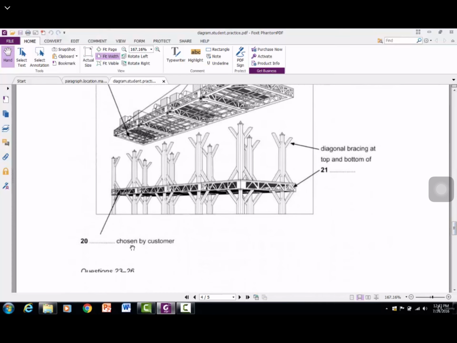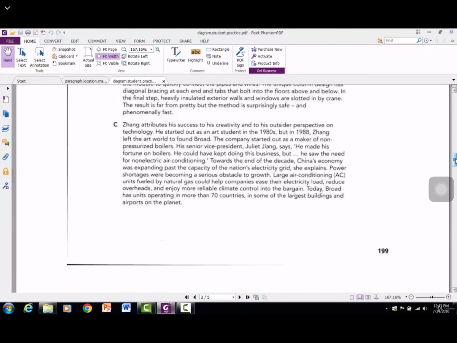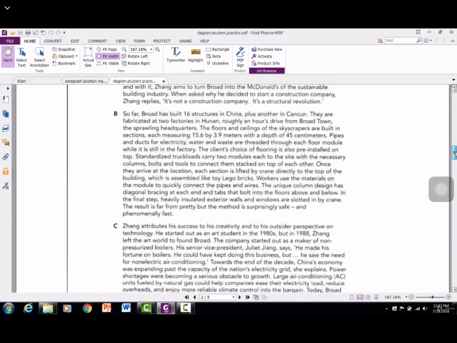Next, we're looking for something chosen by the customer. And I'm going to assume that this question goes in order, because like I said, the vast majority of the time, that's what it does. Oh, here it is right here. Right afterwards, it says the client's choice. Client's choice, chosen by the customer, synonym language. They're not going to put the exact same synonym language in two different sentences. Okay? They're not going to do that to you. I mean, you can never say never.